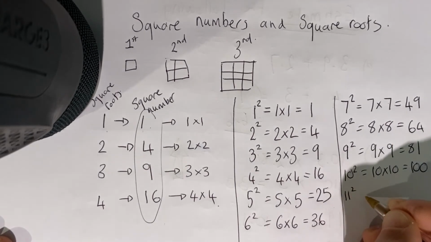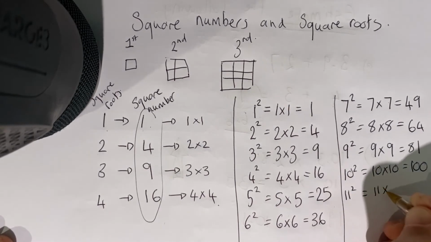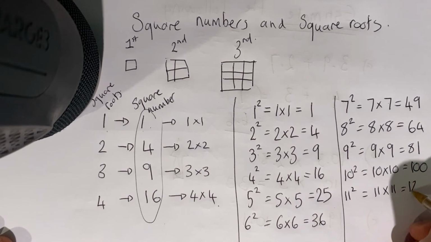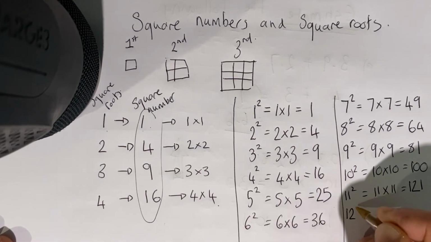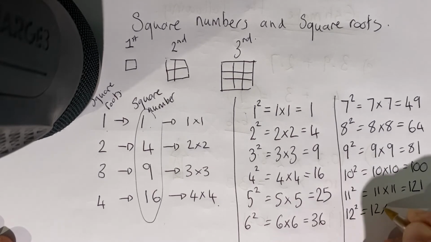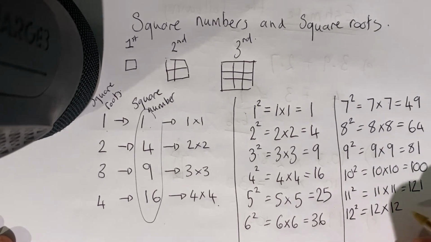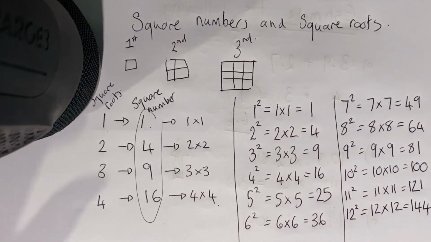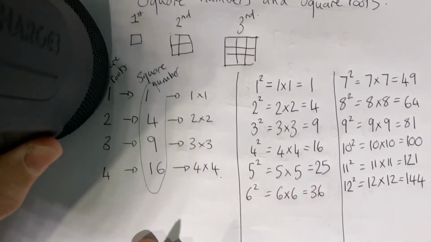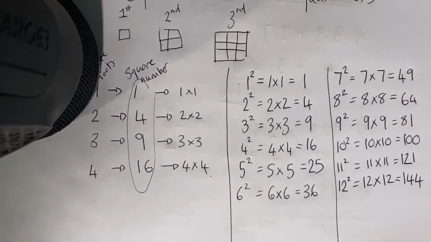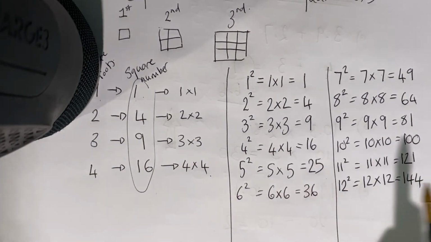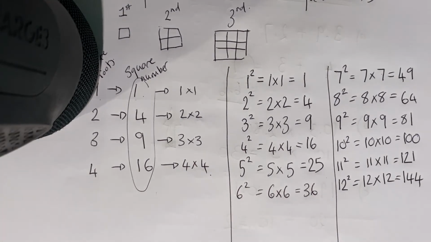11 squared equals 11 times 11 equals 121. And 12 squared equals 12 times 12 equals 144. Okay, so I'm going to ask some quick questions now. I'll go through the first one, but then I'm going to leave some time between them so that you can have a think about these.